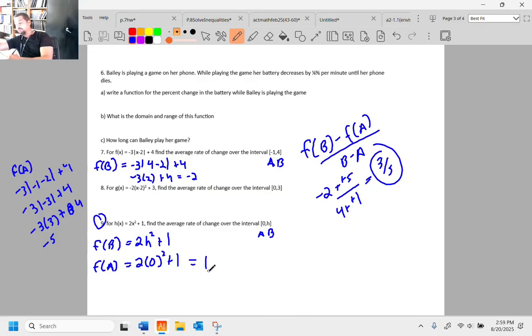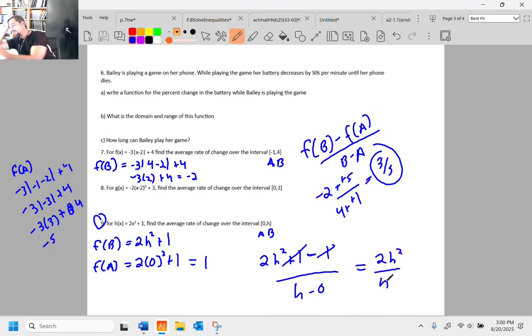And then let's just follow the formula. So f of b gets replaced with 2h squared plus 1. I am taking away f of a, which happens to be 1. And I'm sitting over b minus a, which is h minus 0. The 1's cancel. I'm left with 2h squared over h, because h minus 0 is still h. And I want you to think back to Algebra 1. X squared over x was nothing more than x. So h squared over h is nothing more than h. 2h is my average rate of change over that interval.